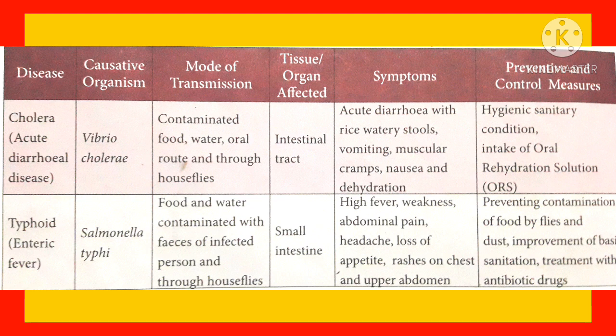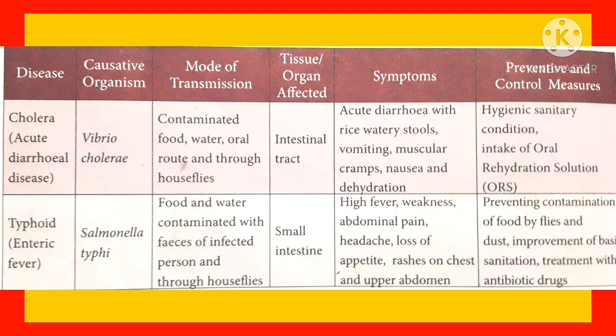So how will it enter our body? Through contaminated food, water, oral route, and through cow's flies. So here some vectors are also carrying this disease. Okay, so contaminated food, water, oral route, and through cow's flies.